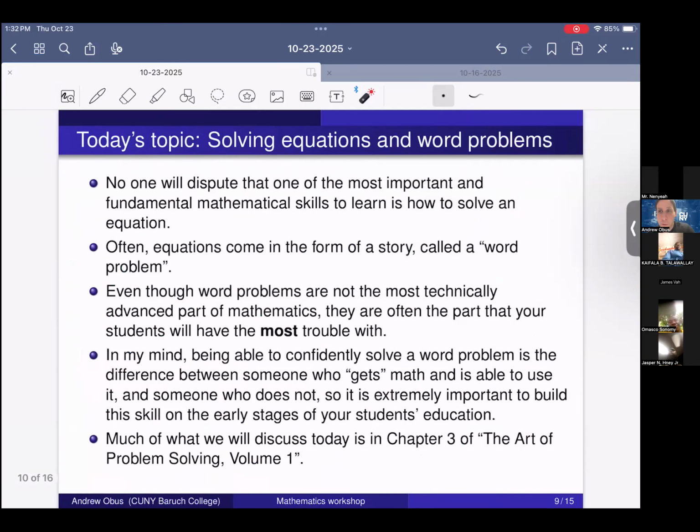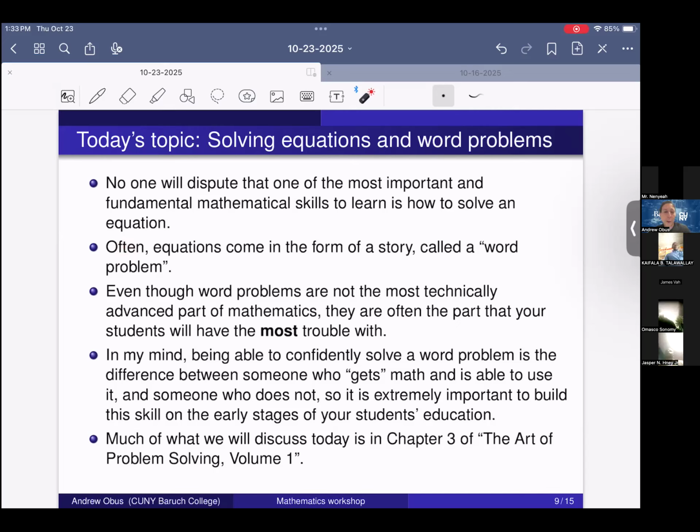I want to move on to today's topic, which we won't actually have that much time for, but we'll continue it next week: solving equations and word problems. I think no one here, we're all math teachers or have been involved with math, will dispute that one of the most important and fundamental mathematical skills to learn is how to solve an equation. A lot of times equations come in the form of a story called a word problem.